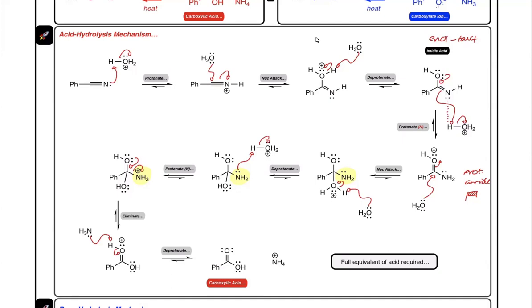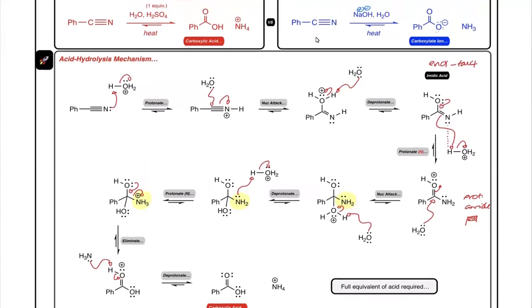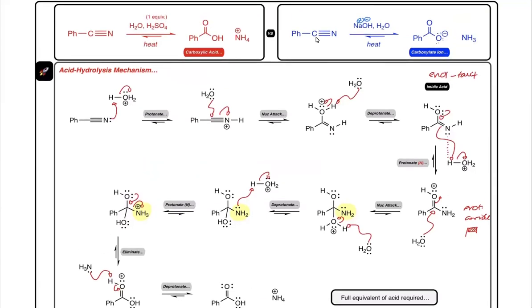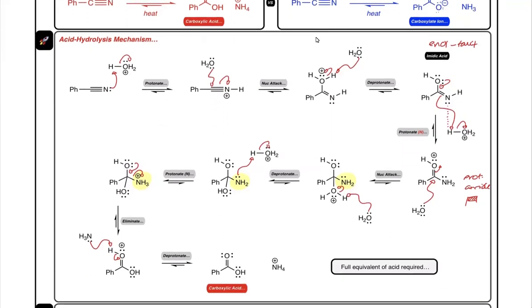Now, conceptually, we don't use a catalytic amount of acid here because once that nitrogen grabs the proton, it's stuck there. We do not regenerate, I should say, the acid in a catalytic fashion. We need to use a full equivalent of acid to drive that to completion.